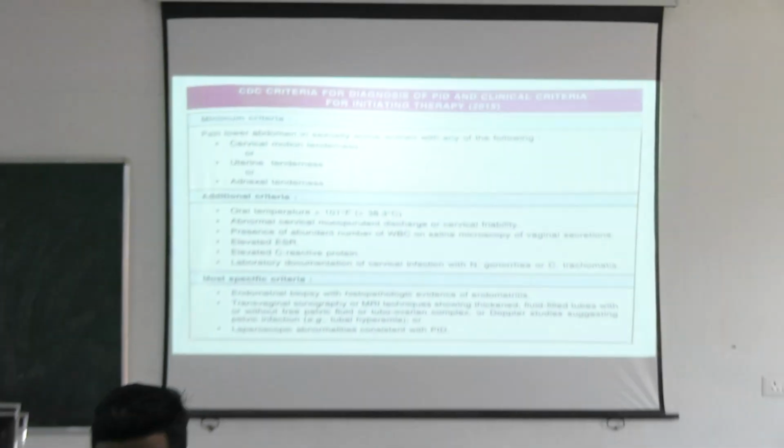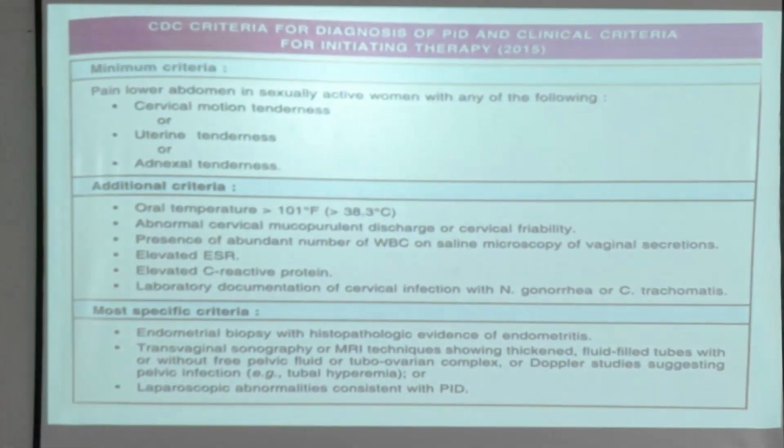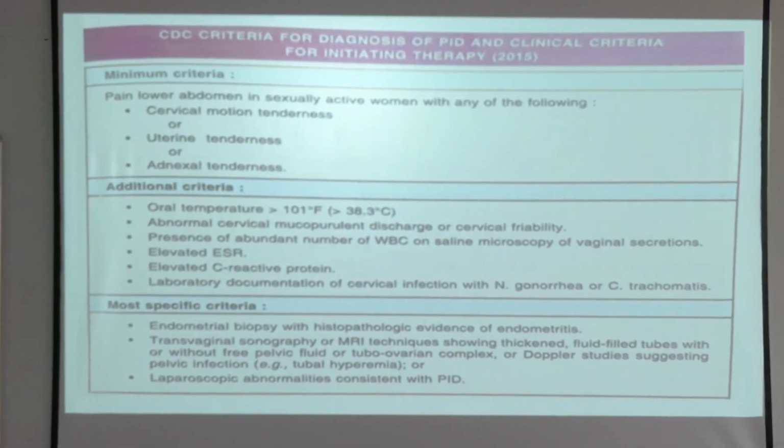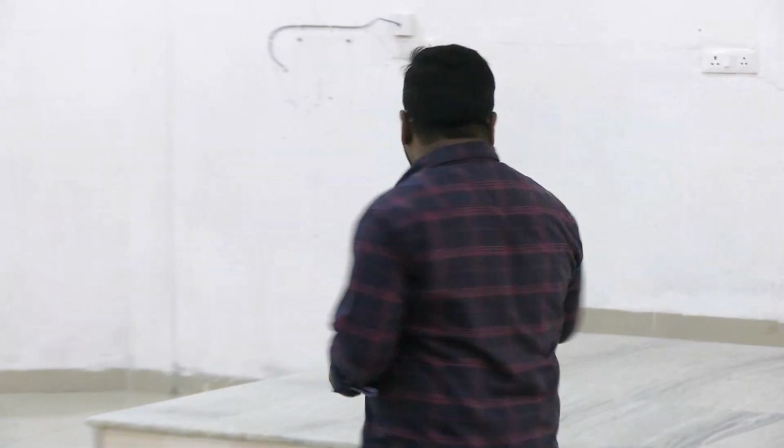Since PID is a polymicrobial disease, it does not occur due to a single organism, and its diagnosis is very difficult. Definitive diagnosis is very difficult. You need an endometrial biopsy for this. You need a TVS which shows fluid-filled tubes. It shows free fluid in the peritoneum as well as tubo-ovarian abscesses or mass.